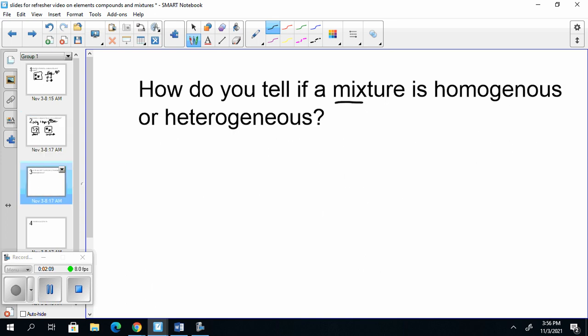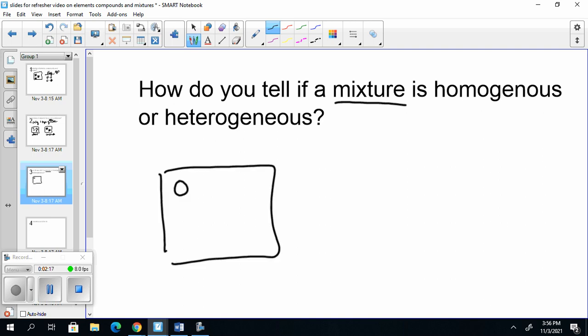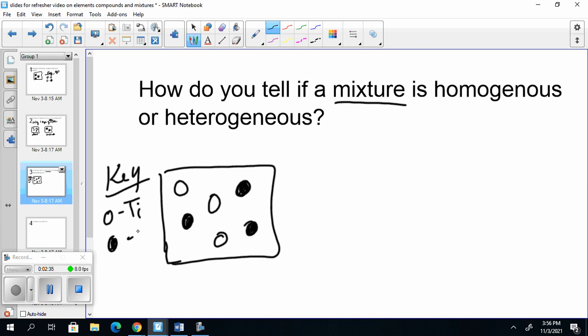All right, how do you tell if a mixture is homogeneous or heterogeneous? So a homogeneous mixture is very well mixed. So I'm going to make a mixture of two kinds of elements. This is one kind of element, and the not filled in is another type of element. So I could have a key here, and I could say this is titanium, and this is nickel. And so in this container right now, I have a great mixture of the two, and it is very well mixed. So this is a homogeneous mixture.